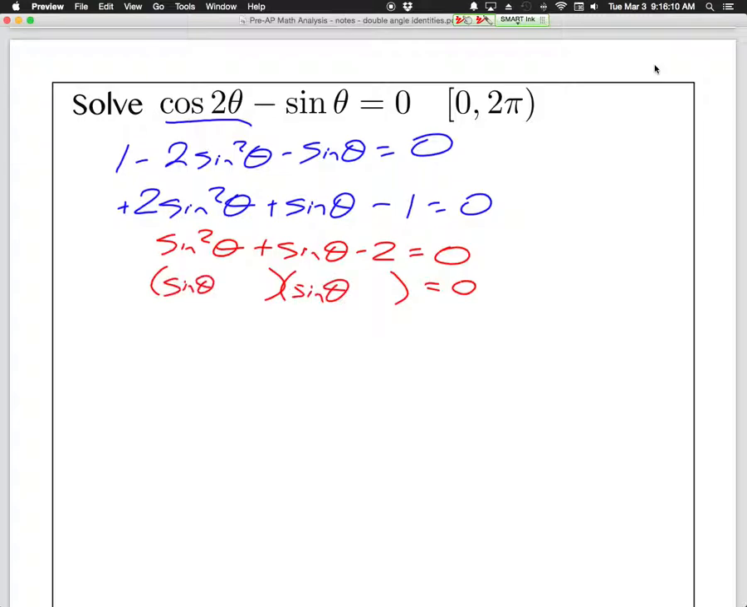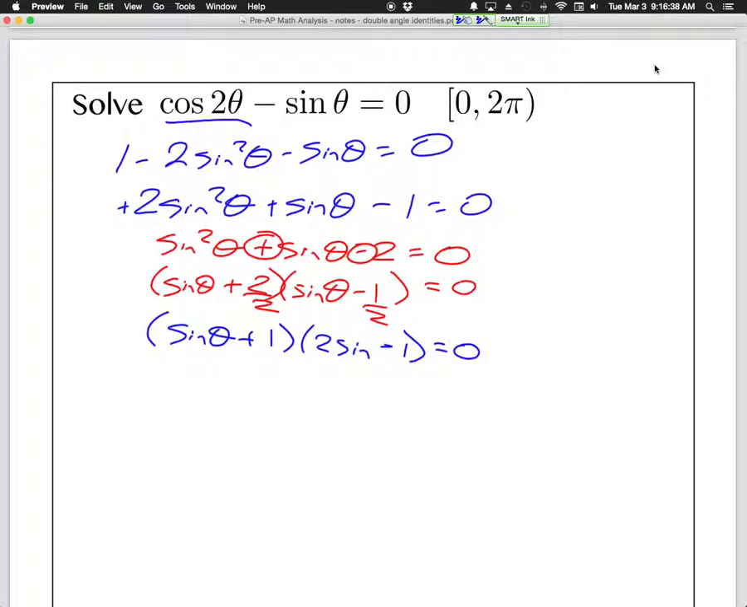So I need factors of 2 subtracted to give me 1. Obviously, it's just going to be 2 and 1. What does that sign tell me? Different. This one tells me the biggest one's positive. Very good. And don't forget to do what that you guys always forget. Divide. Divide. So we end up with sine plus 1 and 2 sine minus 1.